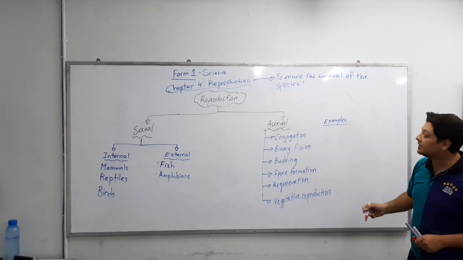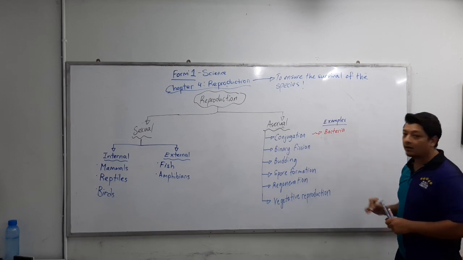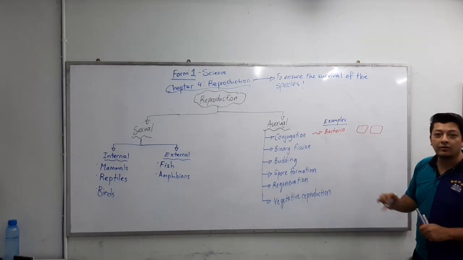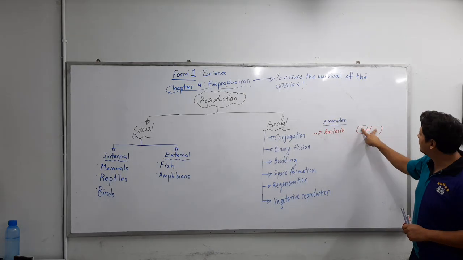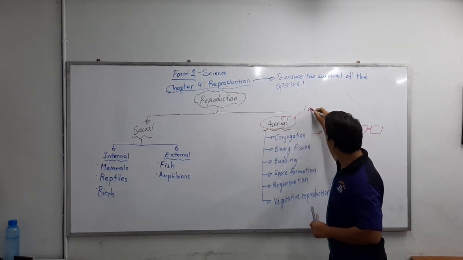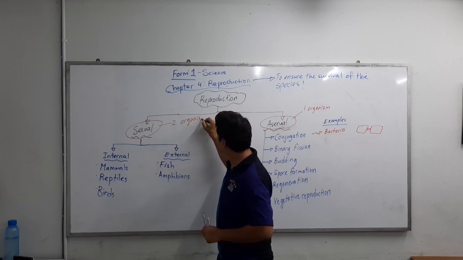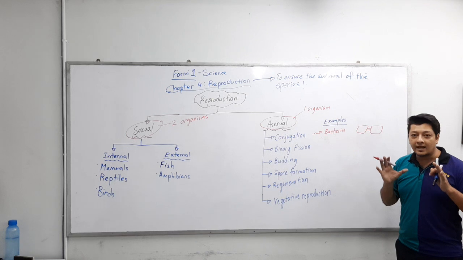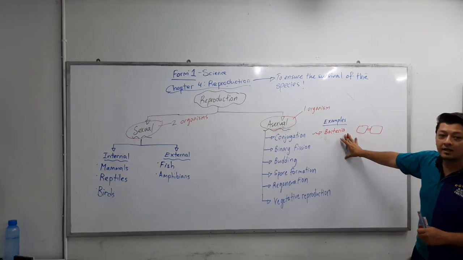For asexual reproduction, for conjugation, you need to remember the examples. The example for conjugation can be bacteria. Bacteria carrying out conjugation will look something like this: two bacteria, but you can see there is a bridge in the middle. Although this involves two, it is still considered asexual reproduction, which is supposed to be carried out by one organism, whereas sexual reproduction will be carried out by two organisms. Although conjugation involves two microorganisms, they do not exchange gametes, they are only exchanging genetic materials. So it's still under asexual reproduction.